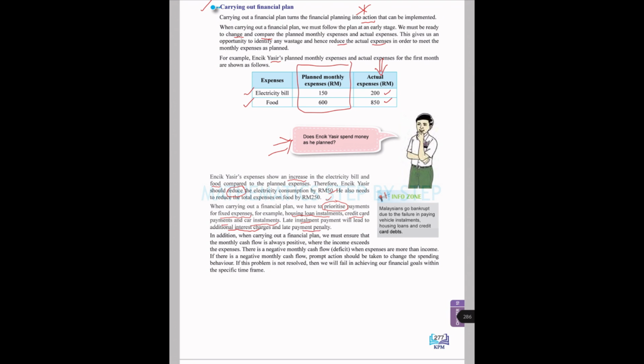In addition, when carrying out a financial plan, we must ensure that the monthly cash flow is always positive, where the income exceeds the expenses. There is a negative monthly cash flow, or deficit, when expenses are more than income. This is no good. If there's a negative monthly cash flow, prompt action should be taken to change the spending behavior. If this problem is not resolved, then we will fail in achieving our financial goals within the specific time frame.